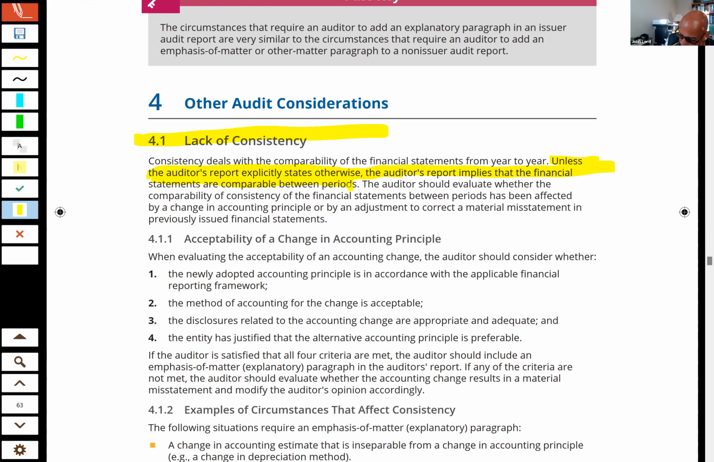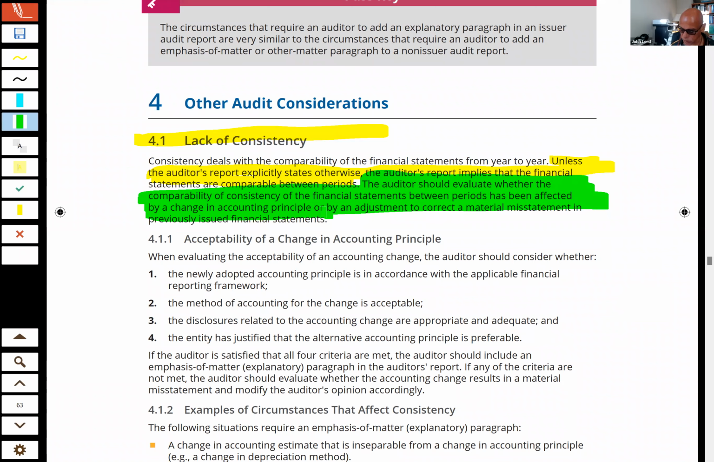Okay, now the auditor should evaluate, let's change that up a little bit. The auditor should evaluate whether the comparability or consistency of financial statements has been affected by a change in accounting principle or by an adjustment to correct a material misstatement in previously issued financial statements. Okay, now what we're going to do is look to see, well, what makes the change acceptable? Because if the change is not acceptable, that's a violation of GAAP. Now we're going to have to qualify. So we first need to determine that.